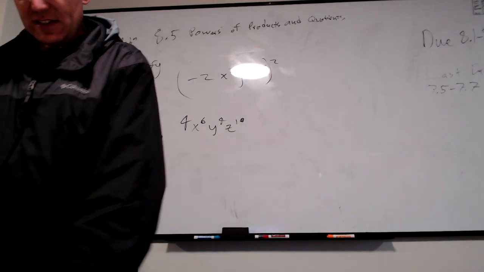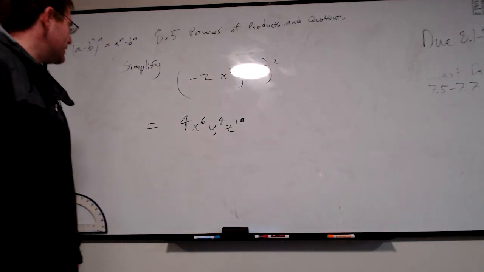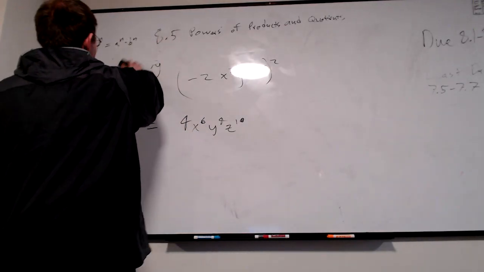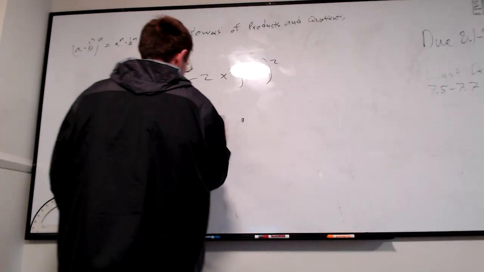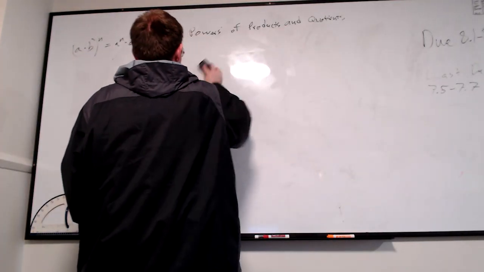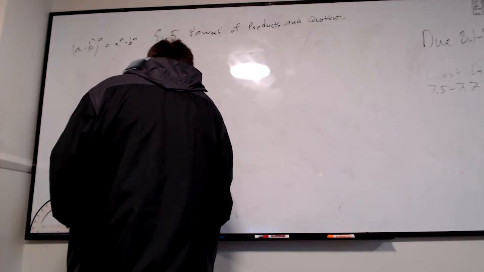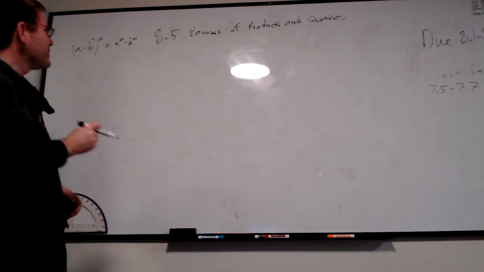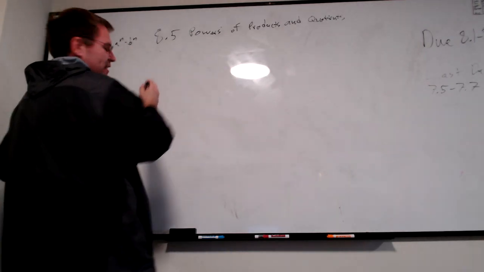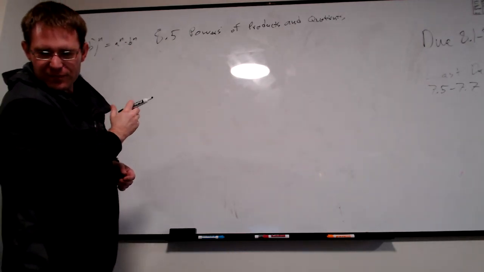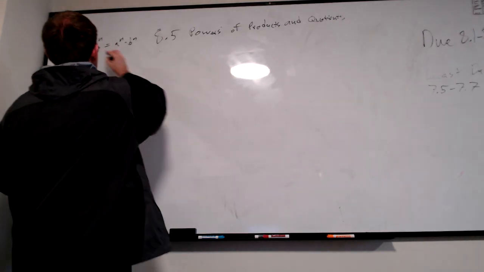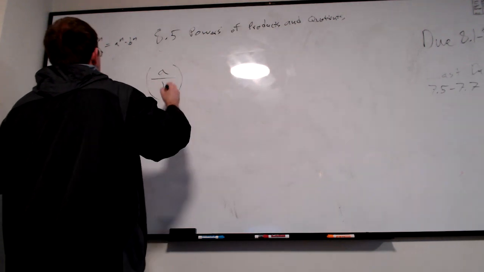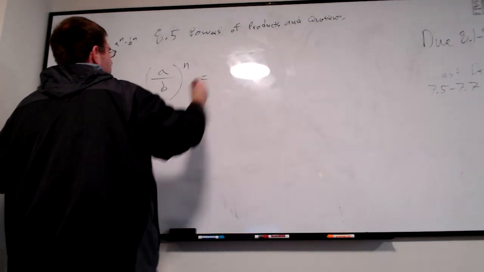Okay, so that's related to products. So now let's think about quotients, which again, quotients are just fractions. Every field has its vocabulary, and you have to figure it out. Okay, so instead of A times B, we have A over B to the N equals, anyone have a guess?